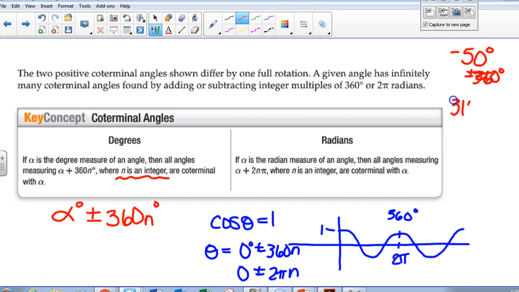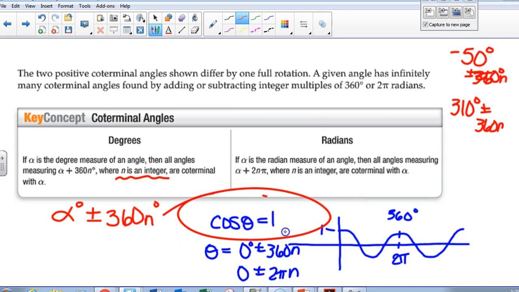Okay, so that's also 310 degrees. Are those equivalent? Negative 50 add or subtract 360, 310 add or subtract 360, etc. They're the same thing. I just added another 360. There are infinite answers for this kind of equation. We're going to pick the easiest one we can come up with, and then we're going to say plus or minus either 360 or 2 pi, depending on degrees or radians.